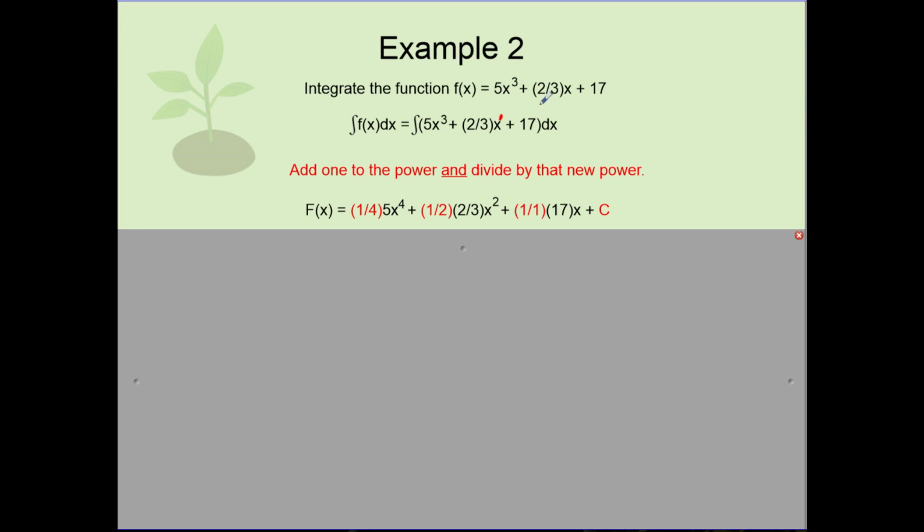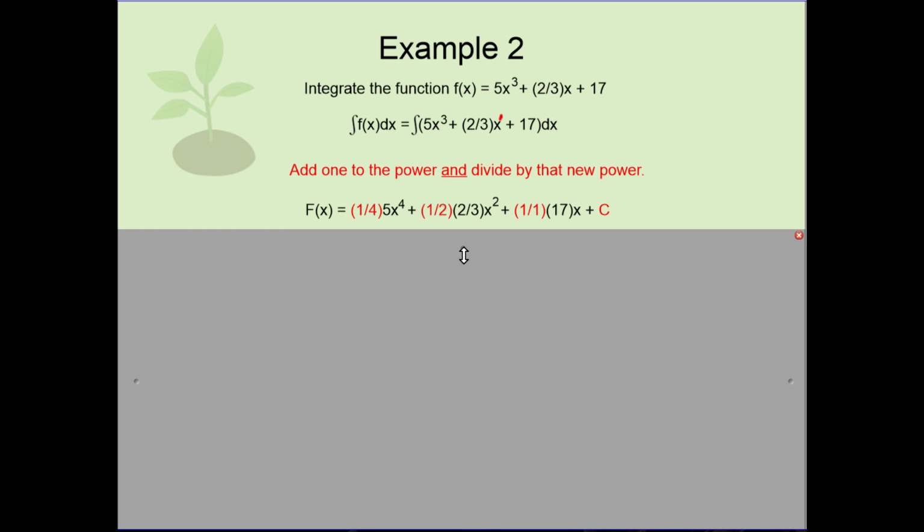And then similar to the last problem, we could put in x to the 0 right next to the 17 if we wanted to, but we know that we can add 1 to that power, so we have 0 plus 1. Divide by that new power, so 1 over 1 times 17 times x plus c. Always remember the plus c.